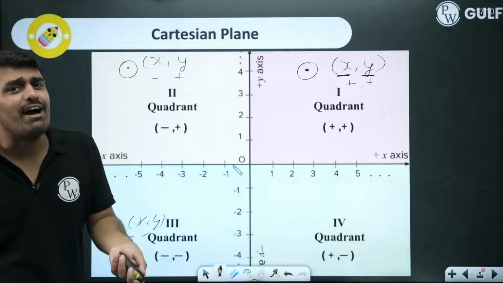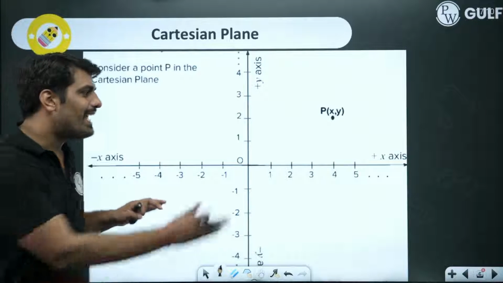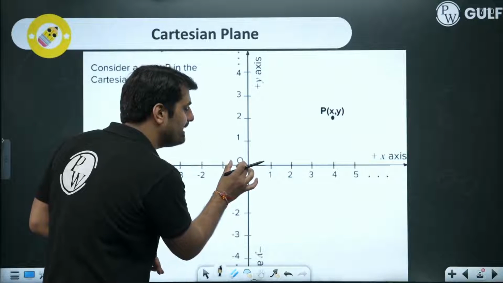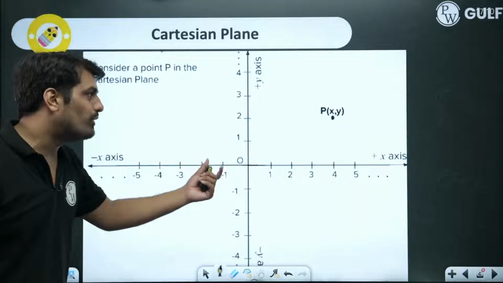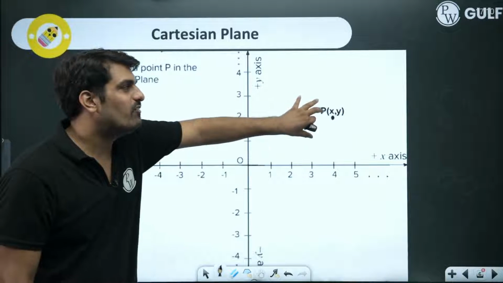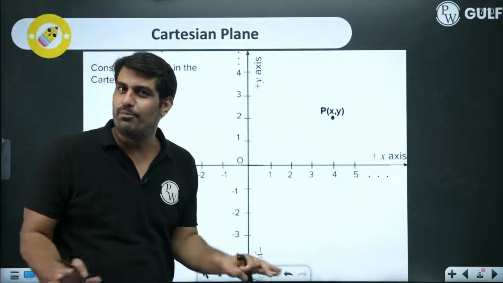So once again, if I have to reiterate what we have learned till now, we have learned a few basic things: x-axis horizontal, y-axis perpendicular axis, making a 90-degree angle, meeting at 0, comma 0, which is origin, and we have four quadrants: 1, 2, 3, 4. Positive, positive, negative, negative, negative, positive, positive, negative. This much you should be remembering by now.